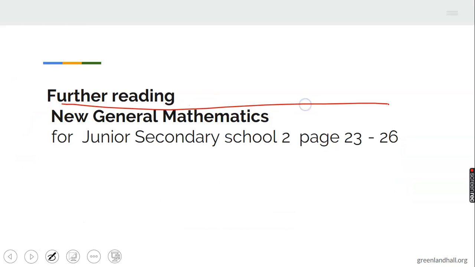Now for further reading and more exercises, get your JS2 mathematics textbook from page 23 to 26.